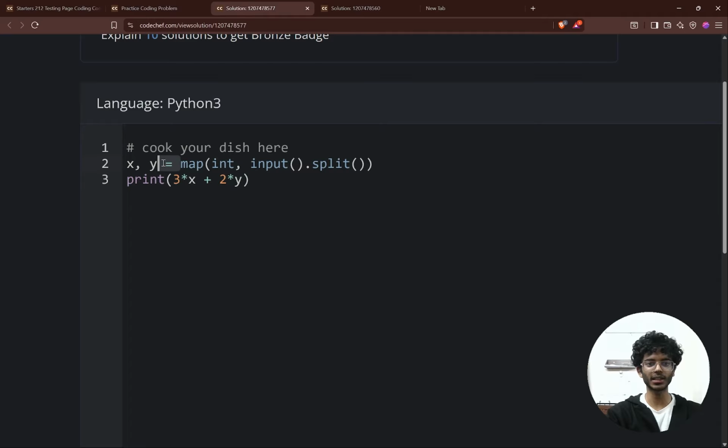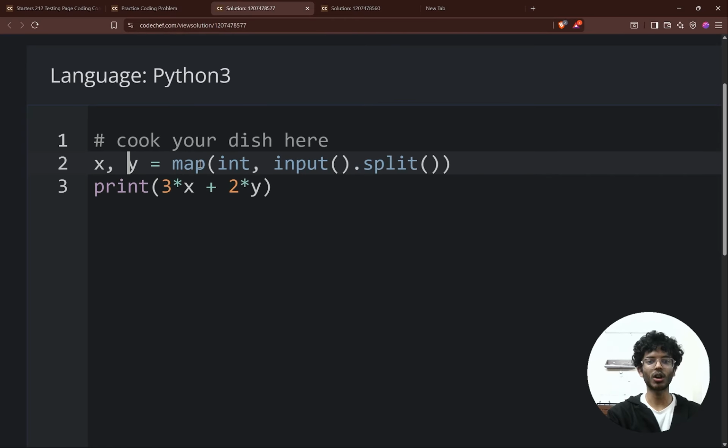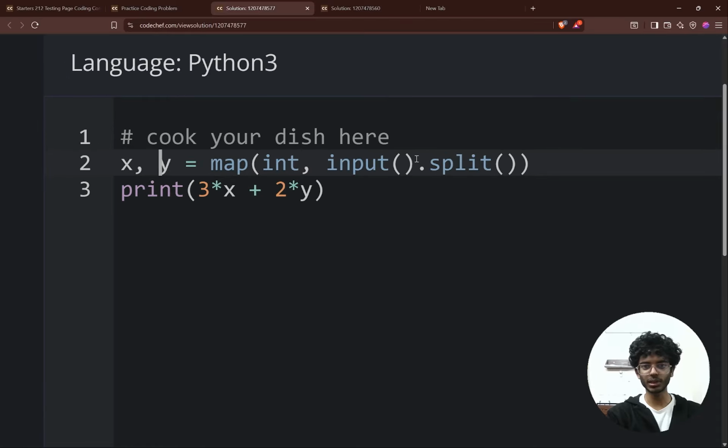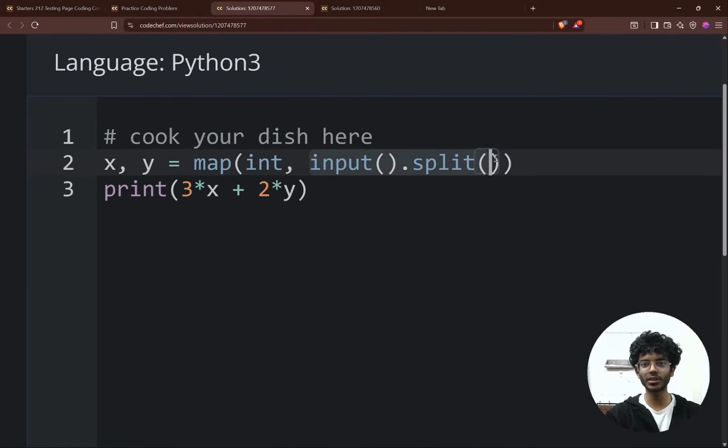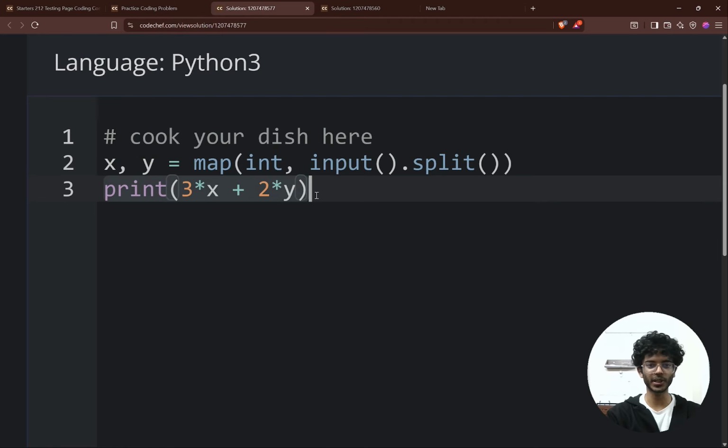We'll begin by taking in the input of X and Y. How are we taking in the input over here? First of all, we are taking the input of the whole line as a string and we'll split it with respect to the spaces. This will give us a list of strings and we'll convert that list of strings into a list of integers using this map. Once we have converted them, we'll just map them inside X and Y as integers. This X and Y will now store the required integers. In the end, we'll just print 3 times X plus 2 times Y.